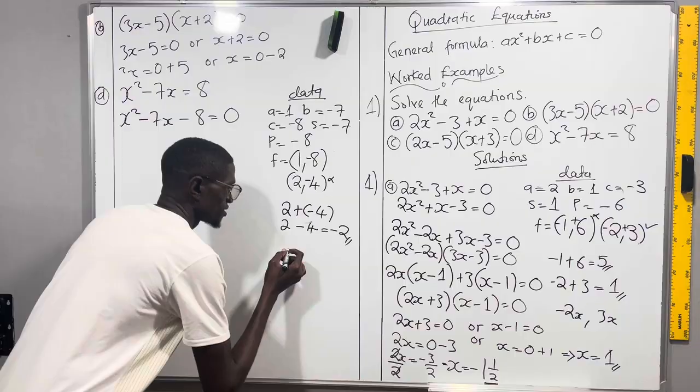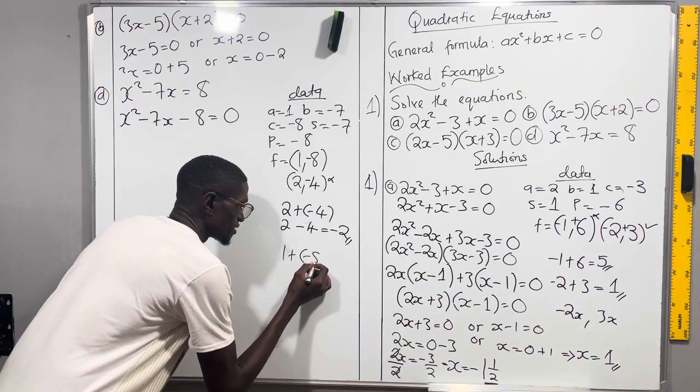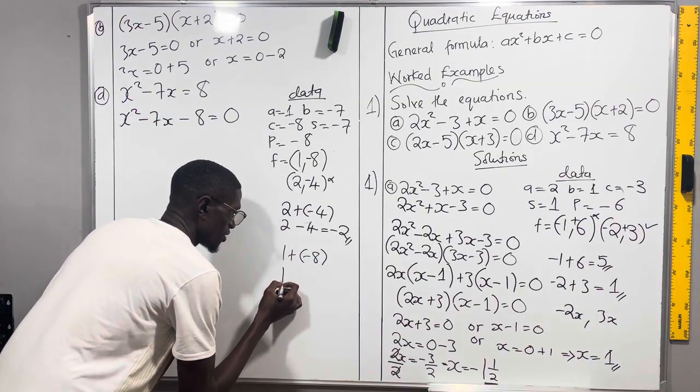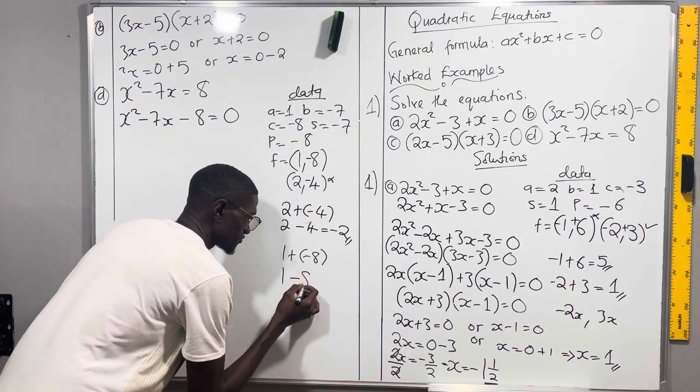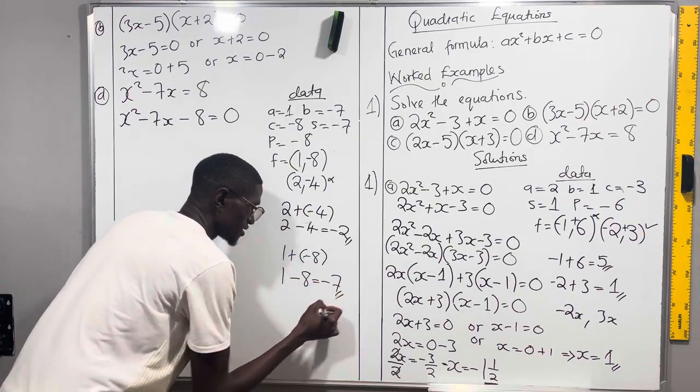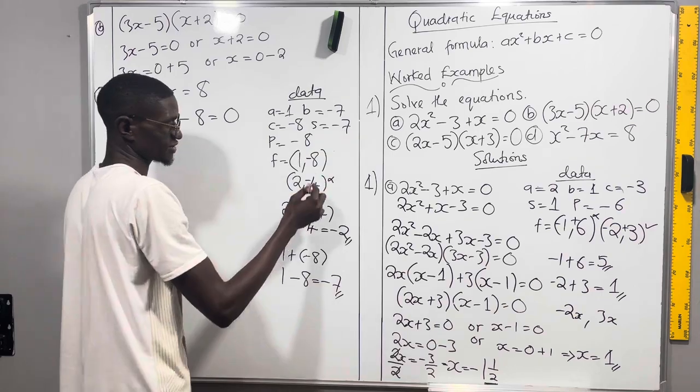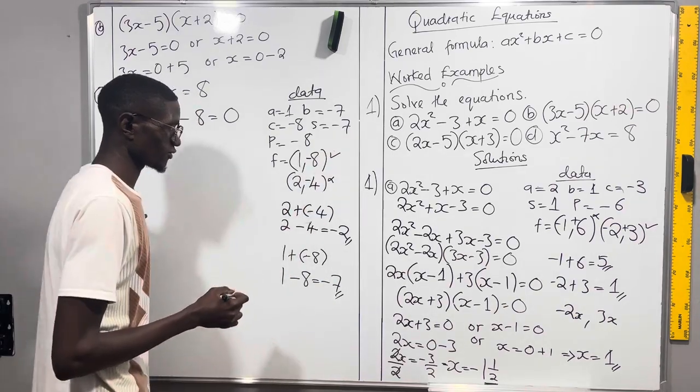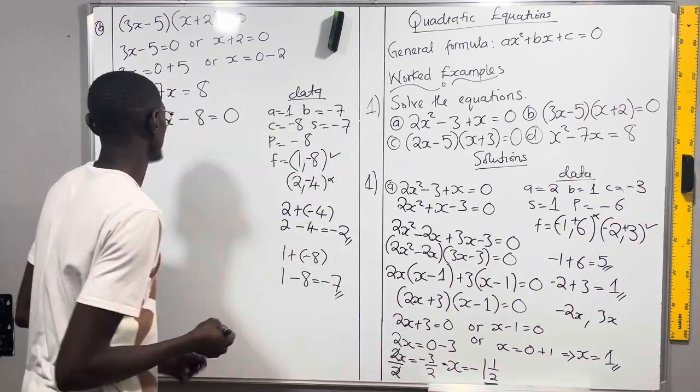Let's try this one. So we have 1 plus negative 8. 1 positive times negative is negative. This now gives us negative 7. And our sum is negative 7, meaning these are the numbers we're looking for. 1 and negative 8.